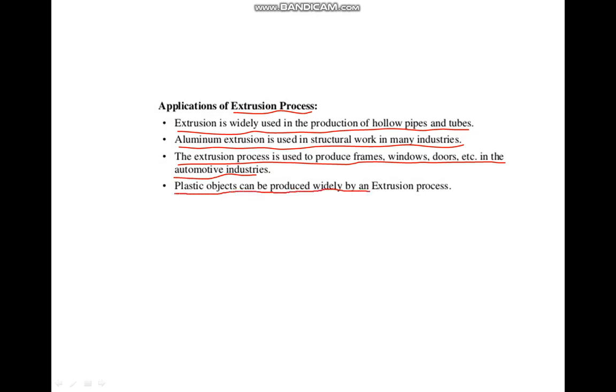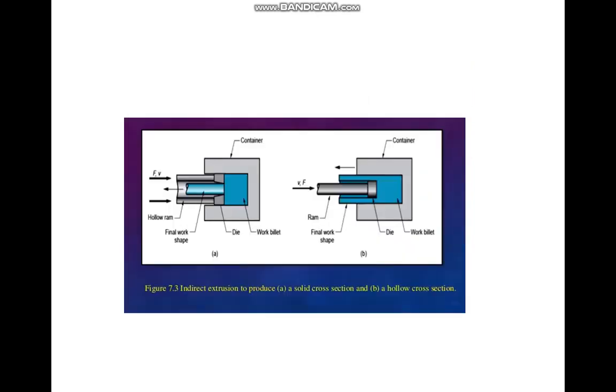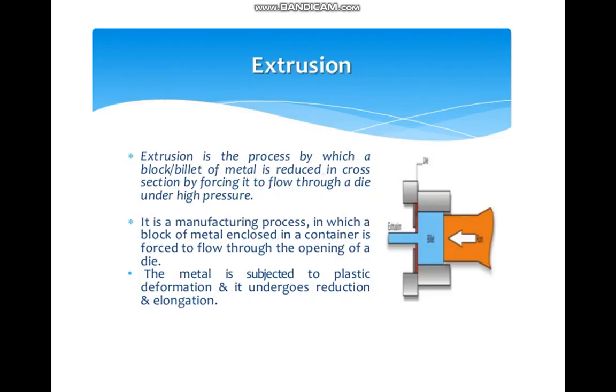So what are the applications of the extrusion process? Extrusion is widely used in the production of hollow pipes and tubes. Aluminium extrusion is used in structural work in many industries. The extrusion process is used to produce frames, windows, doors, etc. in the automotive industries. And plastic objects can be produced widely by an extrusion process. These are the various diagrams of the direct extrusion and indirect extrusion process. This is also very similar to what we discussed in previous slides.